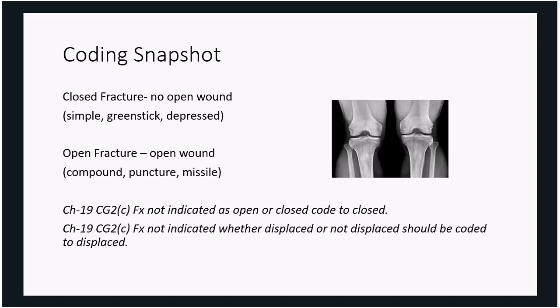Chapter 19 coding guidelines 2C states that a fracture not indicated as open or closed should be coded to closed. A fracture not indicated whether displaced or not displaced should be coded to displaced. A displaced fracture would mean that the bone cracked and pieces are separated. So in other words, the bone breaks and moves so the two ends are not lined up. A non-displaced fracture means there's a partial change to the bone or damage to the bone, and it's limited to a crack.